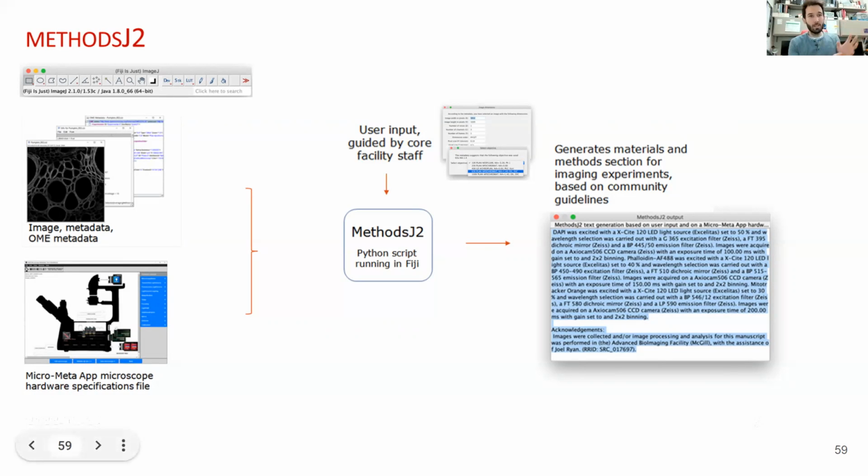So this information is taken in on the left. It's run through MethodsJ2, which is this Python script that runs in Fiji. It will then prompt the user for a little bit of information, to either specify or validate the information through a series of dialog boxes based on the image data and the microscope hardware, and will hopefully end up with a little blurb that can be copy-pasted directly into a manuscript.